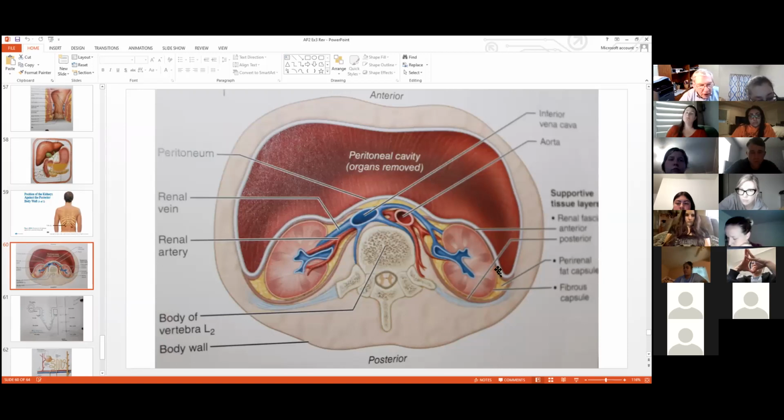Okay, so see that term in parentheses on concept G? Retroperitoneal. Kidneys are located in their own little compartment behind the peritoneal lining. This is where all the other organs are. This is where the kidneys are. So they are located in a special compartment.